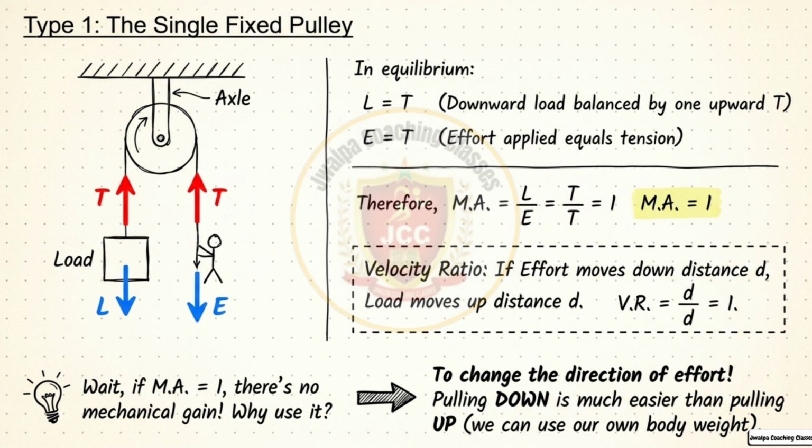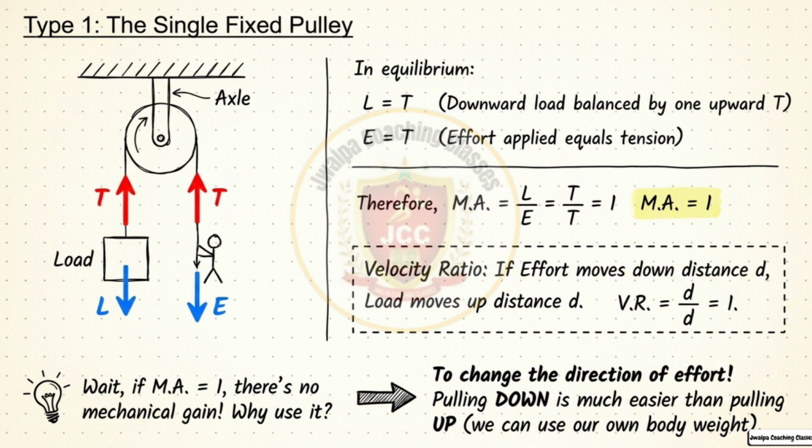Because of that, our mechanical advantage, which is always load divided by effort, is T divided by T, which just equals 1. Our velocity ratio is also 1, because if you pull the effort down a distance d, the load moves up that exact same distance d. Now, you might be wondering, wait, if MA is 1, there's literally no mechanical gain, so why even use it? Well, the answer is simple: to change the direction of your effort.